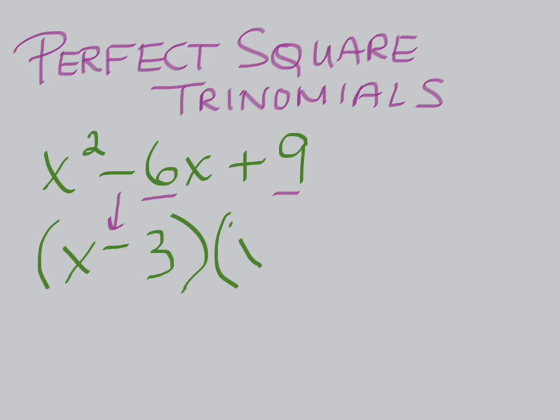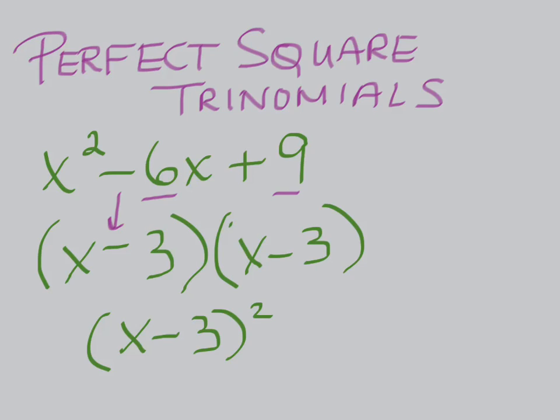And then we're going to have x minus 3. So we bring down the first operation, and we know it's x minus 3 times x minus 3, which gives us x minus 3 squared. Hence the perfect square trinomial, because it comes from a perfect squared binomial.